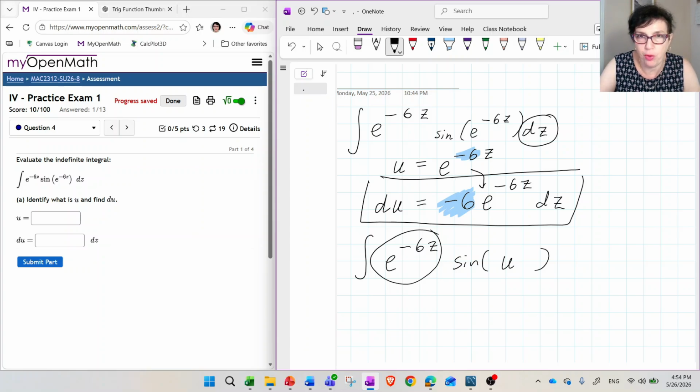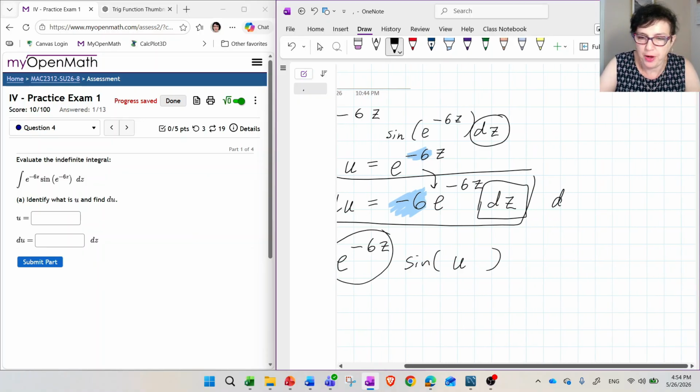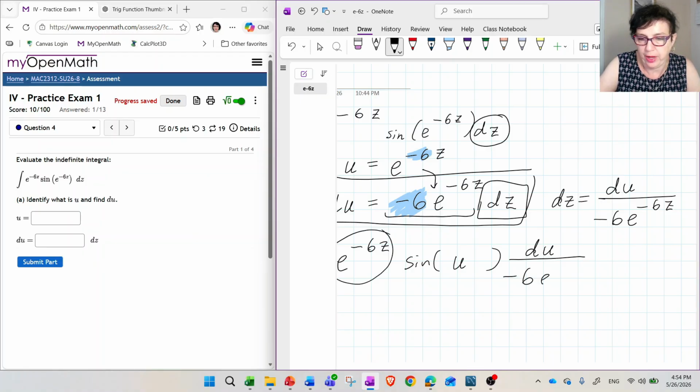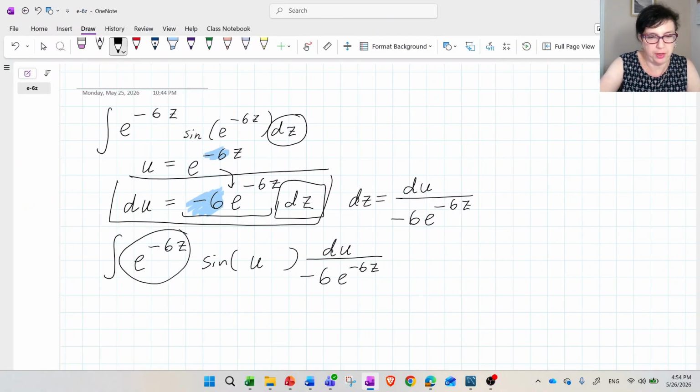So you need to solve this for dz. You want to isolate dz by dividing both sides by what? Well, by that negative 6 e to the negative 6z. So you would get then du divided by negative 6 e to the negative 6z. Okay, and now you translated dz into the u stuff, okay? However, we still have a mixture. We have a z over here and we have a z over here, but luckily for us, they cancel.